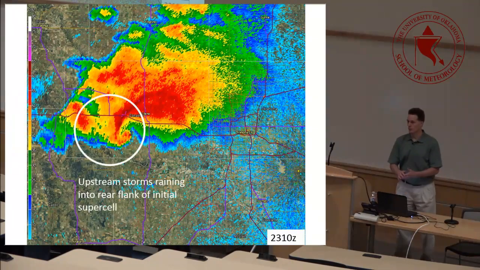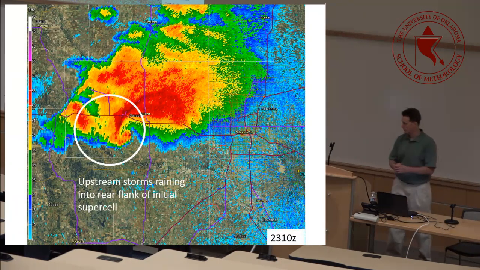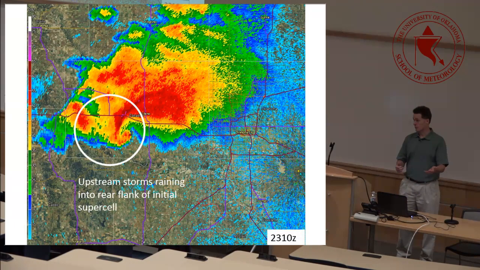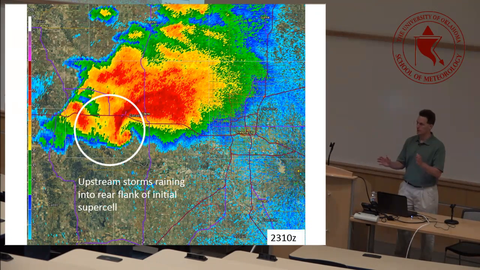What I want to do is focus on the rear flank of the storm. So this is about the time, tornado's already going. The El Reno tornado's been around maybe 8 or 9 minutes at this point. But we've got convection forming to the west. There's already overlap in the rain areas, so we're raining into the rear flank of the El Reno supercell. The question that should immediately pop into your mind is, what is this going to do to the structure of the storm from here forward?